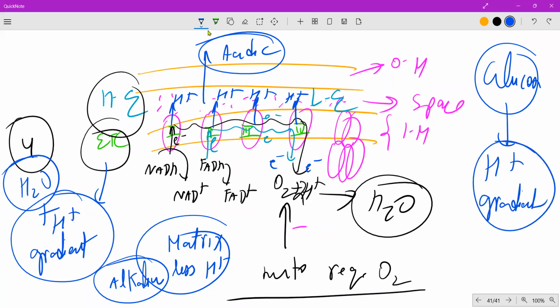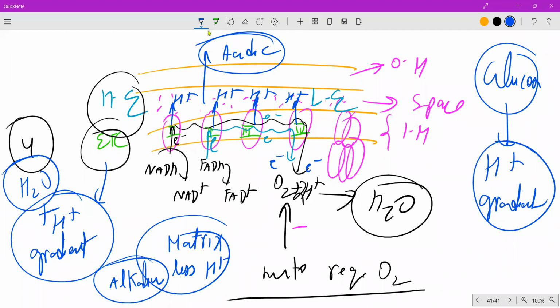Can I say this? The gradient which is being formed over here, we call it proton gradient. Sometimes we can call it electrochemical proton gradient. So we can use different terms to confuse you. I can call it proton gradient, electrochemical proton gradient, or proton motive force. So one and the same thing.